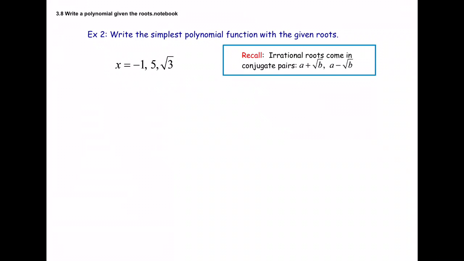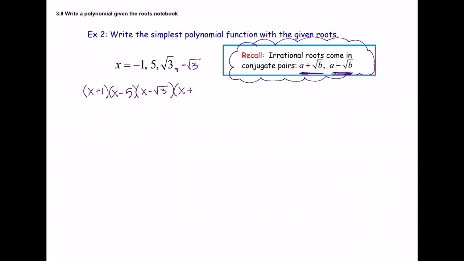Example number 2, write the simplest polynomial function with the given roots. Please recall that irrational roots come in conjugate pairs. So if you have a plus the square root of b, you also must have a minus the square root of b. So we have a positive root 3. We also need to add a negative root 3 to our problem. So when we use our inverse operations to turn these into factors and get them set equal to 0, we have x plus 1, x minus 5, x minus square root of 3, and x plus the square root of 3.